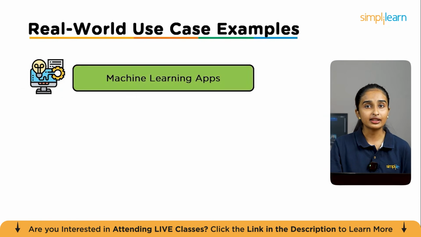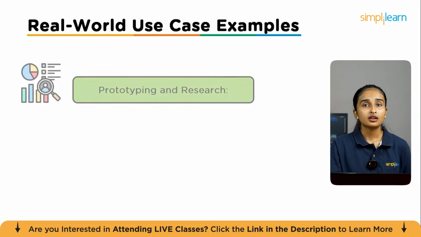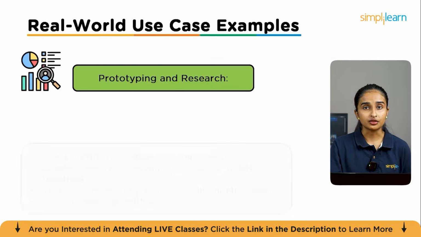Then we have machine learning apps. Streamlit is perfect for showcasing machine learning models. If you've built a model in scikit-learn or TensorFlow, you can use Streamlit to create an interactive app where users can input data and view predictions. For example, you can build an app that lets people upload images, and Streamlit will show the model's predictions in real time.